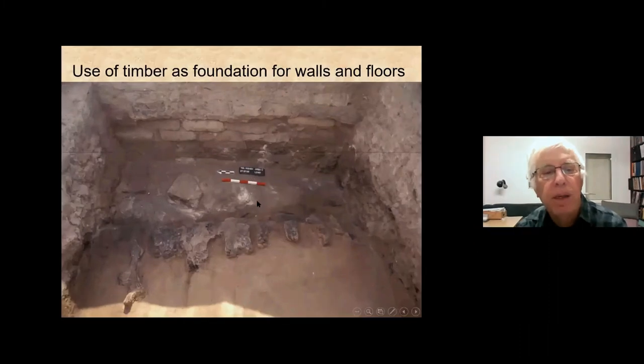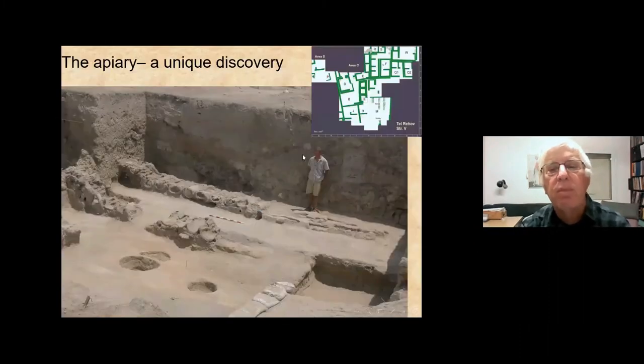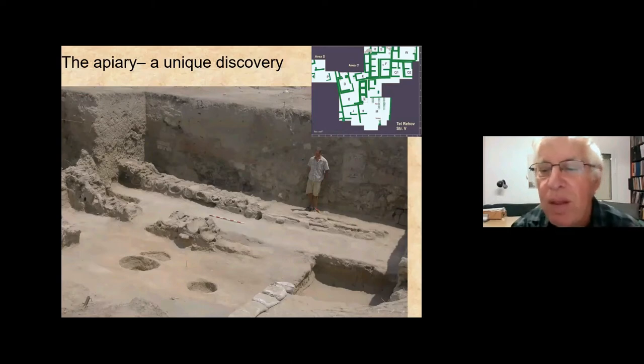First, building technique. You can see a lot of wood in the foundations of structures, but the discovery that I want to show you here is really unique. It was not found in any other site in the ancient Near East, even not in Greece or Rome. This is an ancient apiary. An apiary is an English word which I didn't even know until 2005, but it so happens that I discovered the first apiary or beehives anywhere in the ancient Near East.